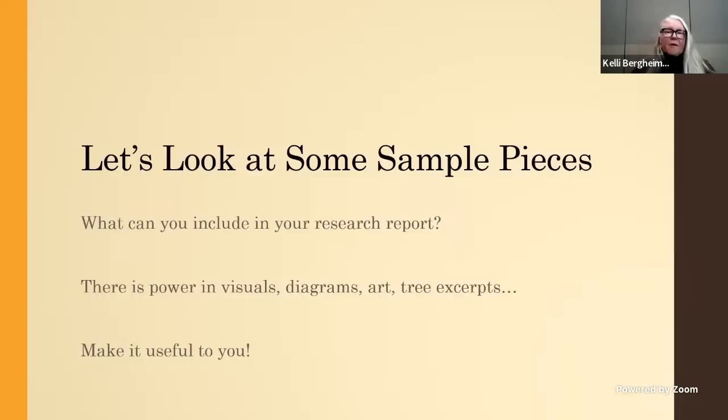So remember, mine is a stream of consciousness. What do I look at? What did I find? And what did I learn? So there's power in visuals, diagrams, art, tree excerpts. Any of those things that can enhance your report, that can give you a snapshot or a summary of information without a long narrative, you want to do that.